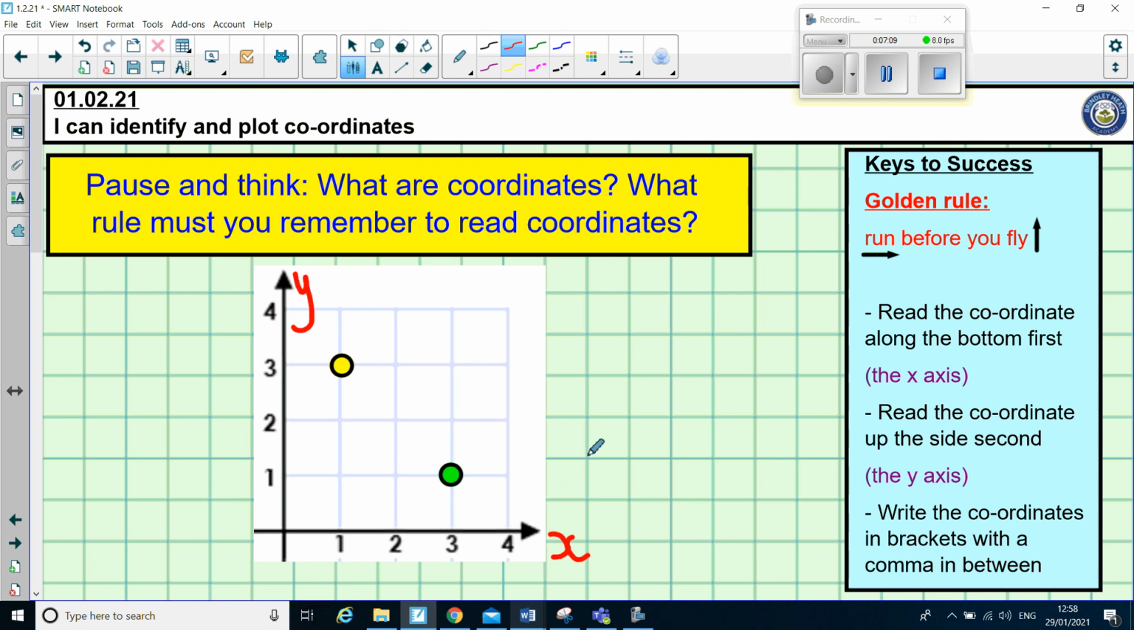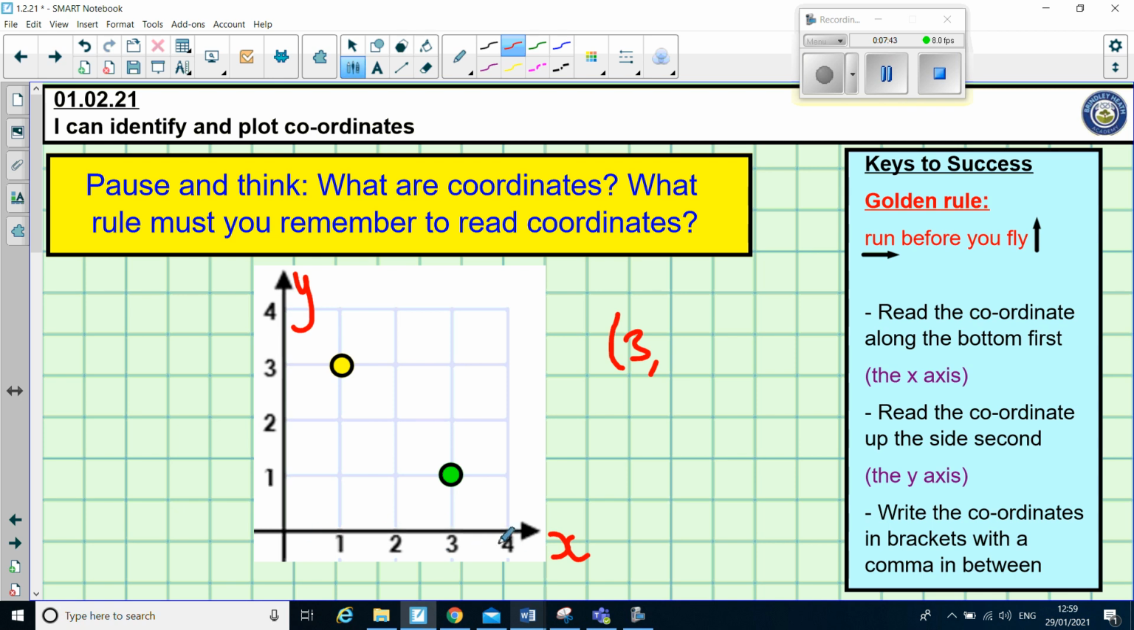Right then, I've got a couple of coordinates that are plotted on my little grid here. So first of all, the green coordinate. If I am reading that, remember I go run before I can fly, so I go along the bottom before looking at the coordinate up the side. So that green dot is in line with my number 3 along the bottom. So my first coordinate is 3. Okay, it's very important with coordinates that I put them in the right order. If I put them in the wrong order, the coordinates are entirely wrong. Okay, so my first coordinate is 3.